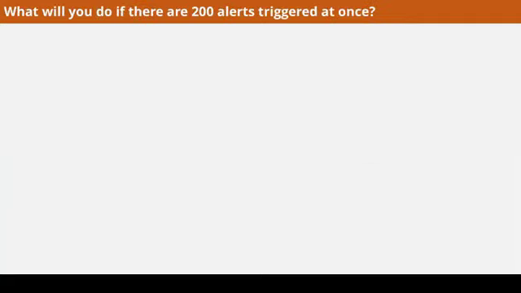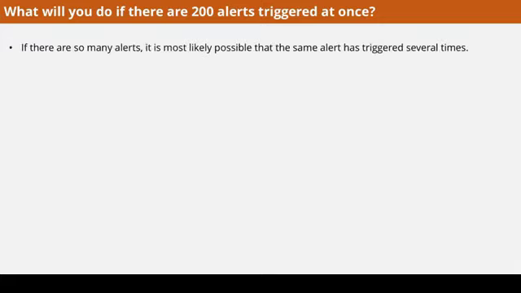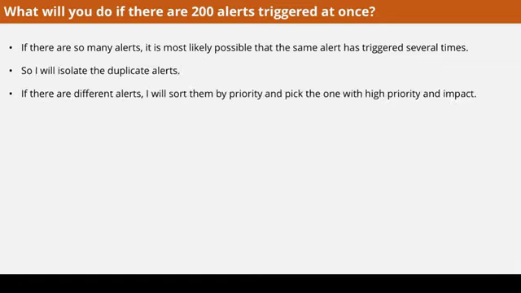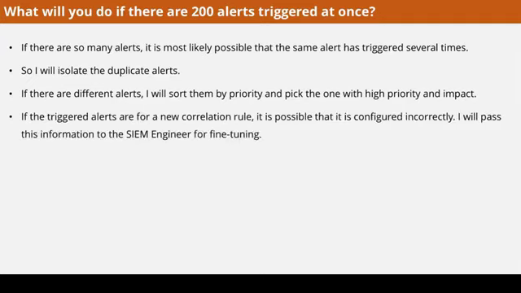What will you do if there are 200 alerts triggered at once? If there are so many alerts, it is most likely possible that the same alert has triggered several times. So I will isolate the duplicate alerts. If there are different alerts, I will sort them by priority and pick the one with high priority and impact. If the triggered alerts are for a new correlation rule, it is possible that it is configured incorrectly. I'll pass this information to the SIM engineer for fine tuning.